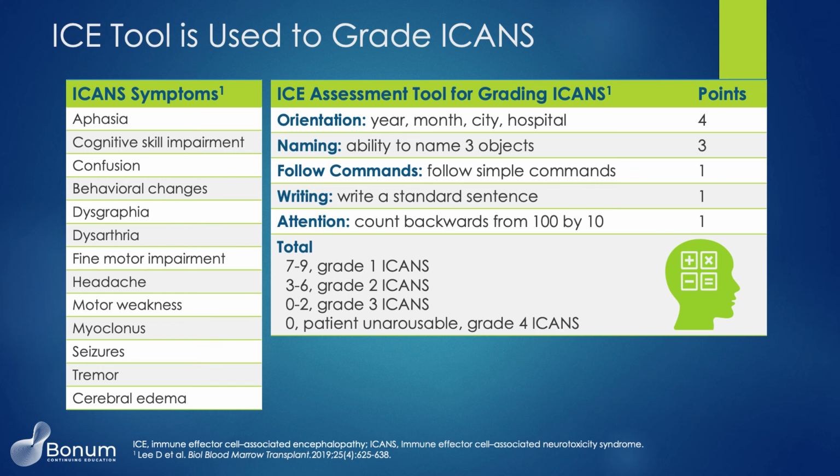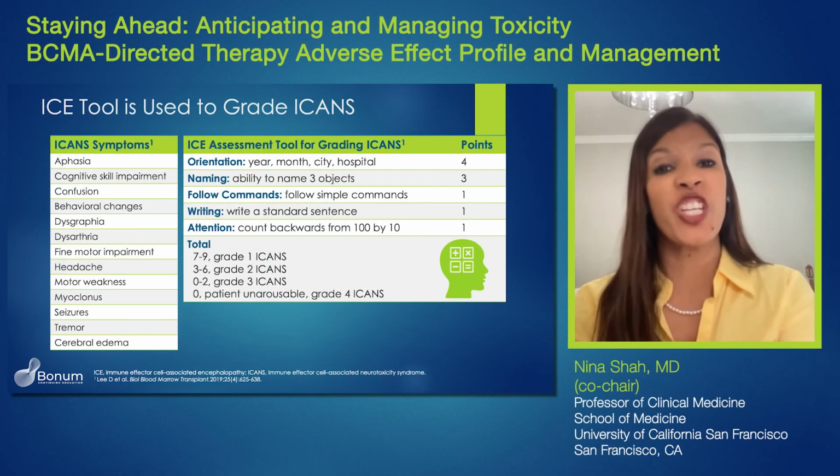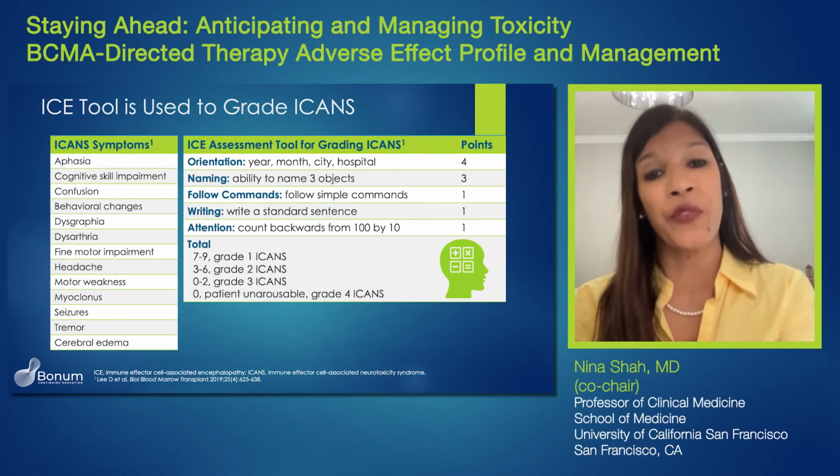And with each of these tasks, and actually this takes very little time to conduct, and our nursing staff actually does this on a twice daily basis, you can get points for these. And you want to make sure that the patient is able to accomplish all of these tasks. And you can actually attribute an ICANS grade based on the score alone. Now, there's the ICE tool for the score, but there's also ICANS symptoms like aphasia, cognitive skill impairment, confusion, et cetera, which play into the grading. But when you think about just that ICE tool, that tool itself can help you get the grade.